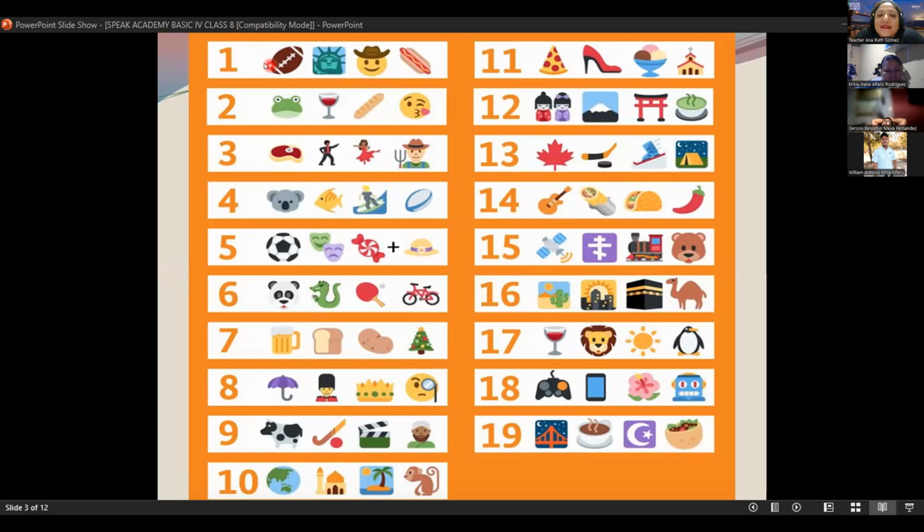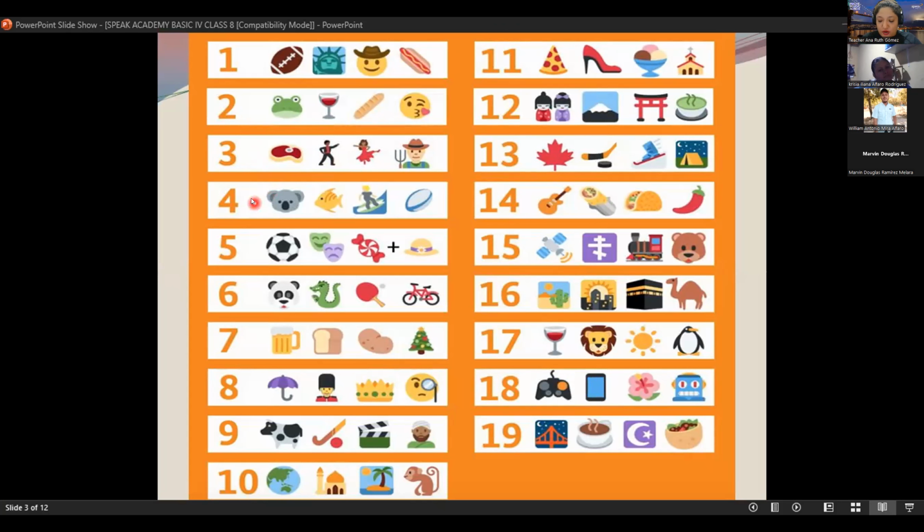New York? No. The United States. The United States of America, all right? Very good. What about number two? France. France, yes. You have love, let's say, wine, a kiss. I don't know why the frog, but okay. Paris, yes. What about number three? Spain? Do you think so? You have Argentina. Yes, it is Argentina.